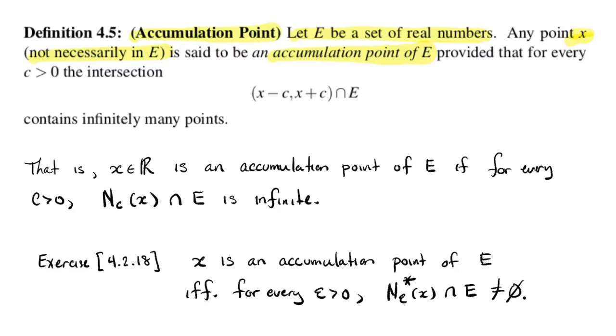Provided that for every C, so this one has a universal quantifier, the intersection of the C neighborhood with X is it has infinitely many points. All right. So saying it another way, some real number X, maybe it's an E, maybe it's not. It's called an accumulation point of E if for every C, so this time we have a universal quantifier, so it has to happen for every neighborhood, that C neighborhood of X intersect E is infinite.